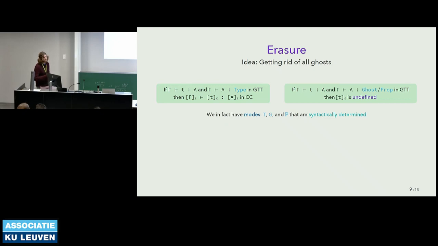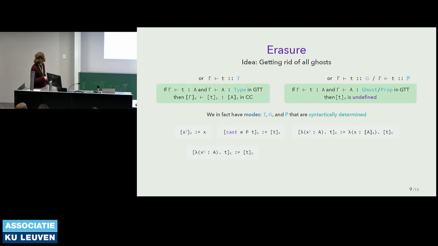And then we in fact have mode, so it's the same story, but I don't use A in a certain type, but instead that T is of mode T, ghost or prop. And then the translation says that if I have a relevant variable, then it stays the same. The others are undefined. If I have a cast, I just get rid of it. It's not needed. If I have a lambda, then I just recurse, unless the argument is ghost or prop, in which case I just get rid of it.